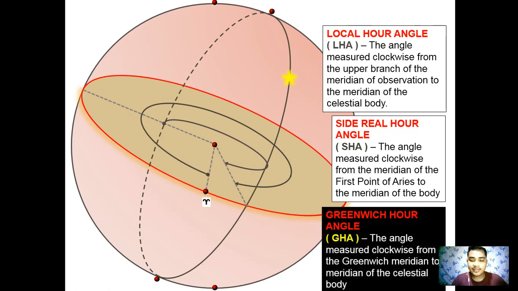Next is what we call the Greenwich hour angle, or GHA. It is the angle measured clockwise from the Greenwich meridian, the zero meridian, to the meridian of the celestial body. Where is the Greenwich meridian seen? Let's say the Greenwich meridian, or the zero meridian, is right there. From there to the celestial body. That is the Greenwich hour angle, the yellow one.